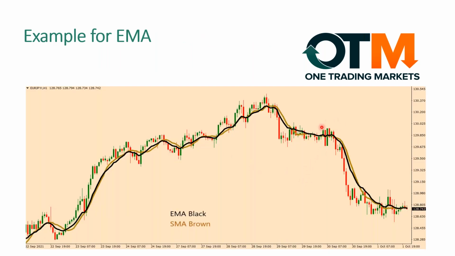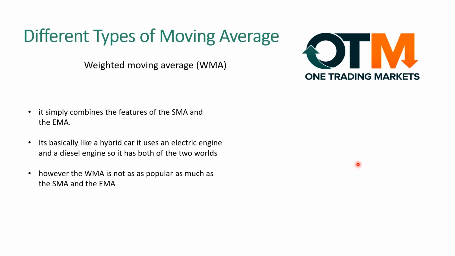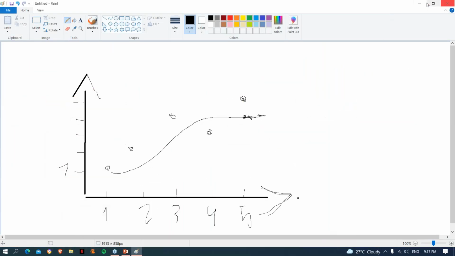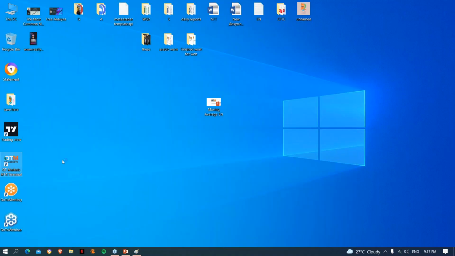You notice here, let me show you the example again. This is the simple, this is the exponential moving average. Notice how the exponential is reacting faster than this simple moving average. All right, so let me show you a live example actually on this and how it looks. So let's go into our trading platform right here.